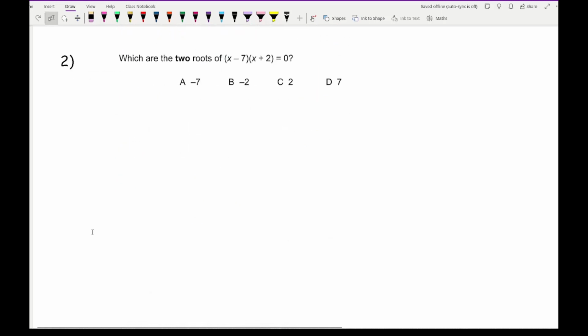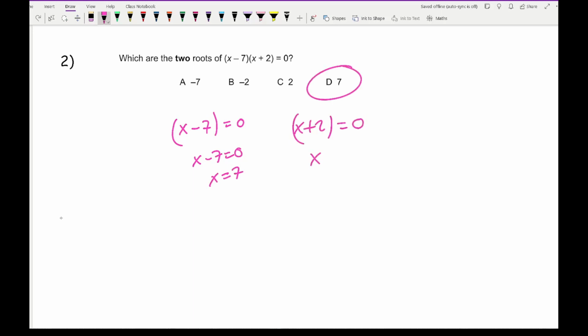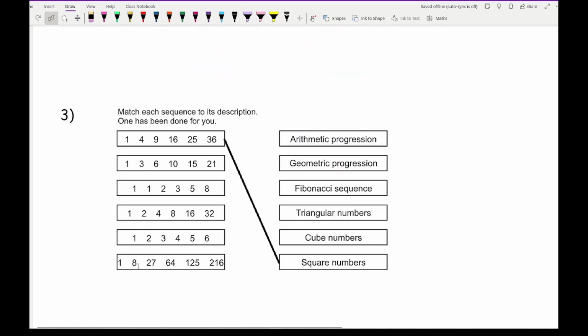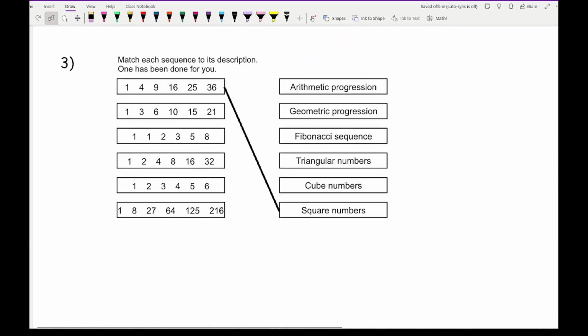Now moving on to question 2, it says which are the two roots of (x minus 7)(x plus 2) equals 0? Well, for the first bracket to equal 0, x needs to equal 7. So we've got x minus 7 equals 0, so x equals 7, so that's going to be D. And for x plus 2 to equal 0, we've got x plus 2 equals 0, so x equals minus 2, which is option B.